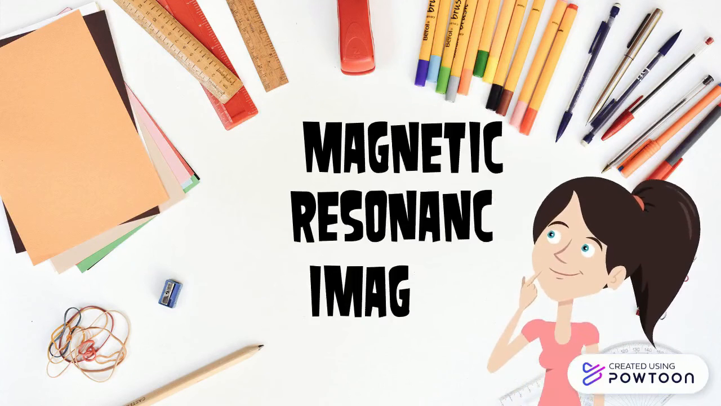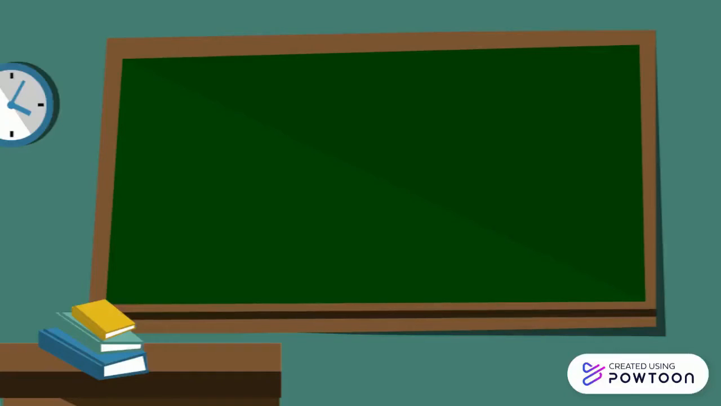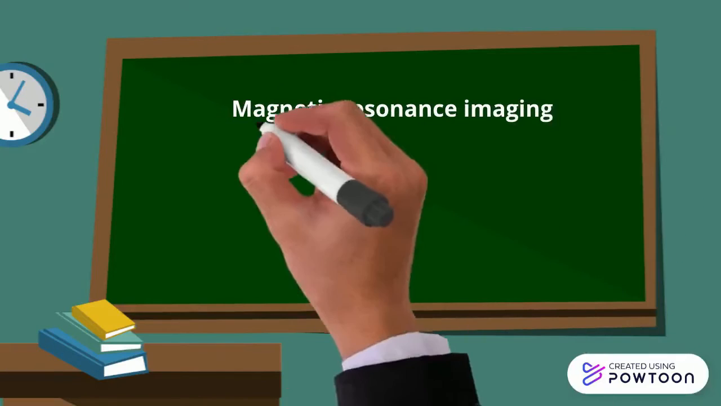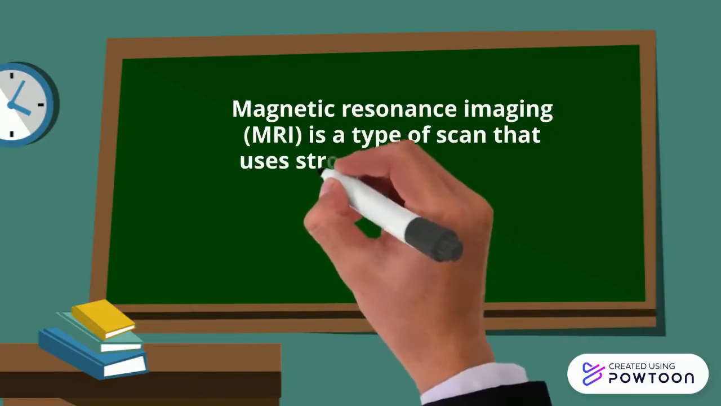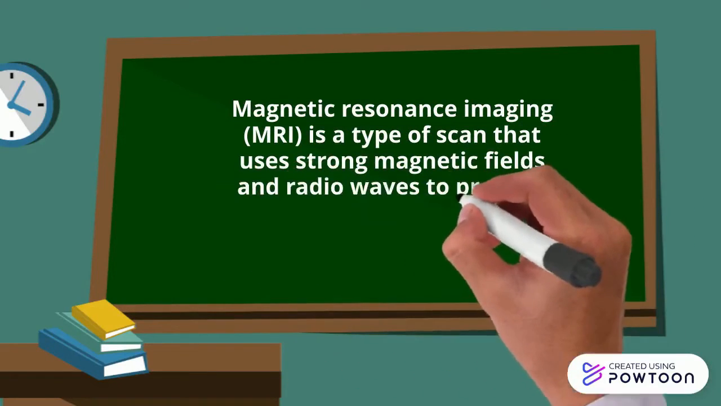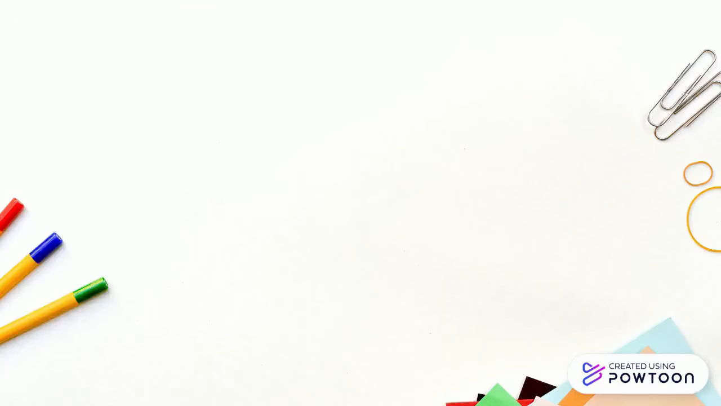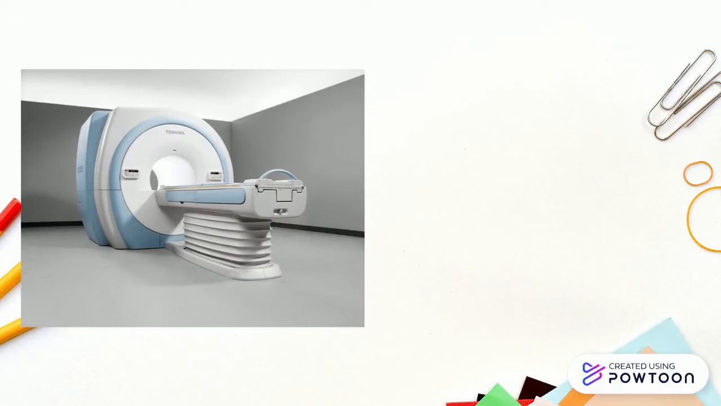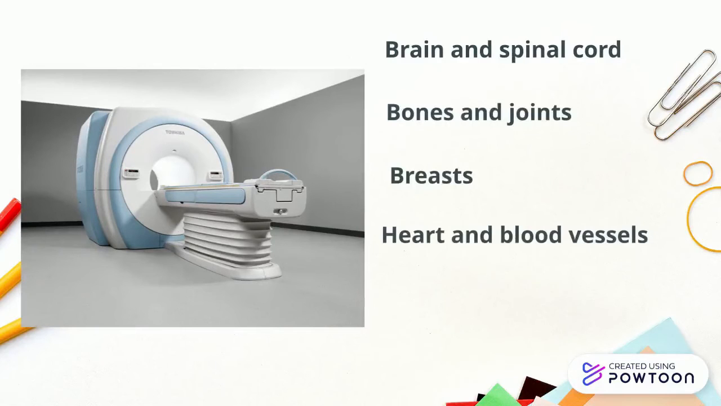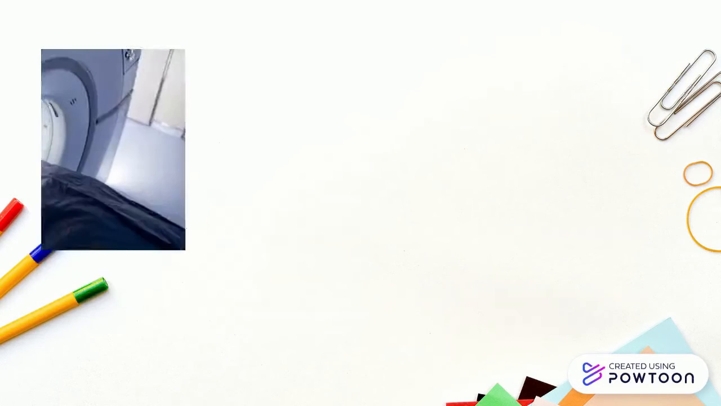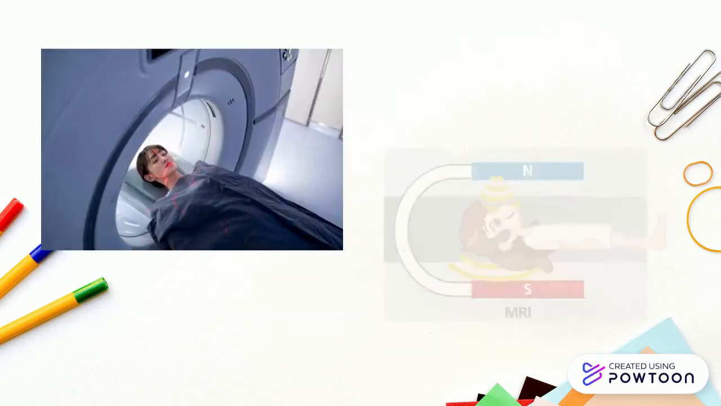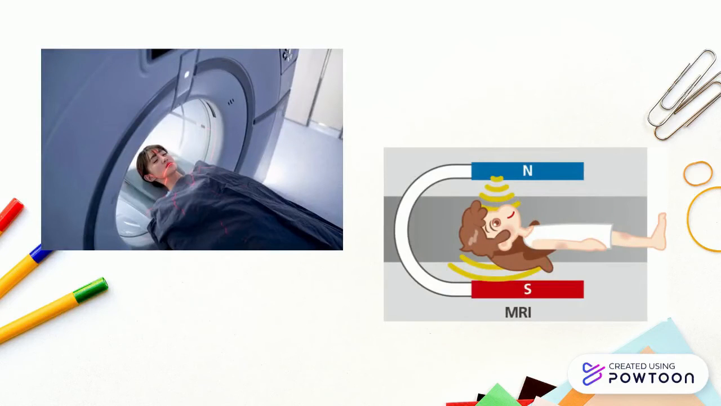Application of Maxwell equations: magnetic resonance imaging. Magnetic resonance imaging (MRI) is a type of scan that uses strong magnetic fields and radio waves to produce detailed images of the inside of the body. An MRI scanner is a large tube that contains a powerful magnet that can be used to examine almost any part of the body. During the scan, the magnet inside the machine will create a strong magnetic field.